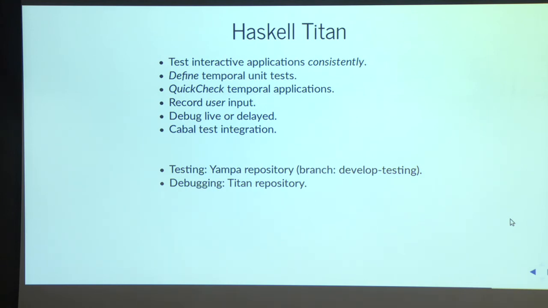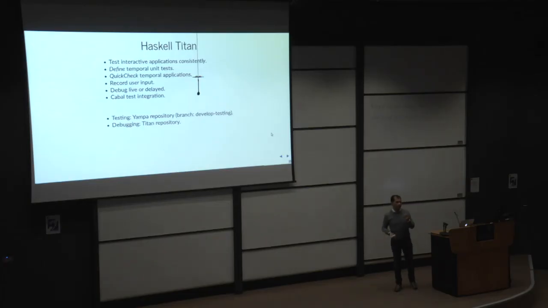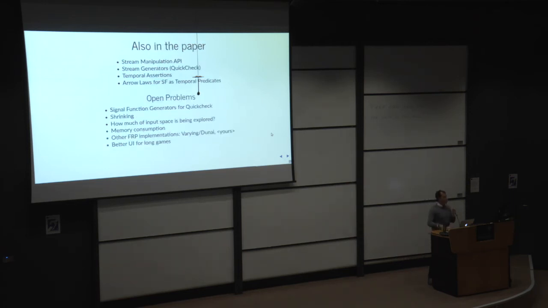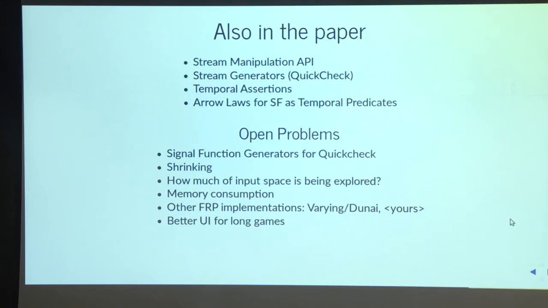And the testing facilities itself, the QuickCheck and testing stuff, is in Yampa's repository. Yampa is a functional reactive programming implementation. And the debugging facilities are in Titan's repository. And there's a few other things in the paper. It gives you ways to combine different streams. It gives you ways of generating other kinds of streams with smaller, more realistic time deltas.